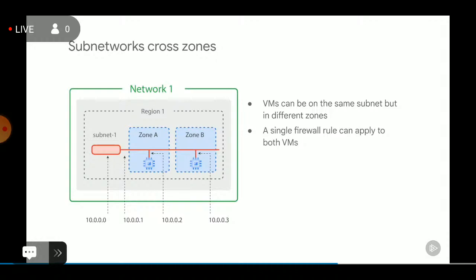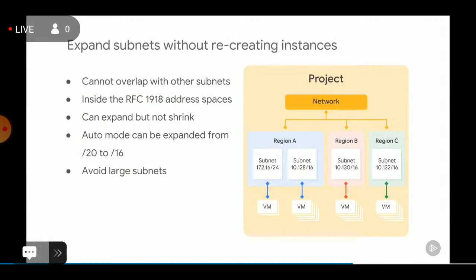Now, even though the 2 virtual machines in this example are in different zones, they will still communicate with each other using the same subnet IP address. This means that a single firewall rule can be applied to both VMs, even though they are in different zones. Speaking of IP addresses of a subnet, Google Cloud VPC lets you increase the IP space of any subnets without any workload shutdown or downtime.